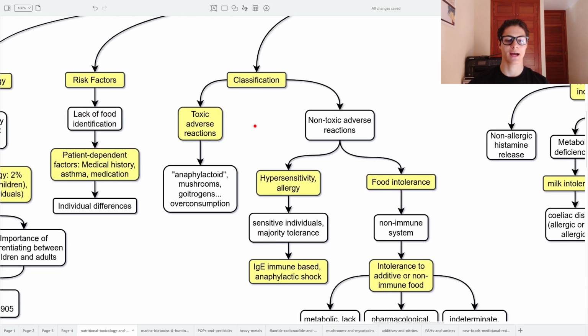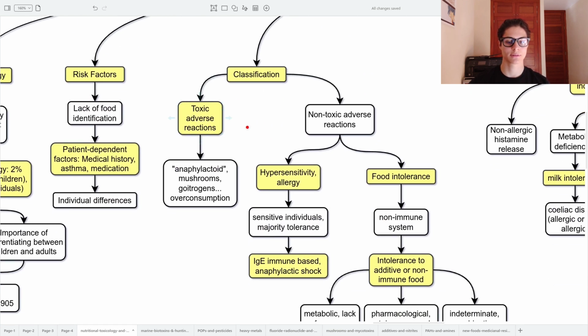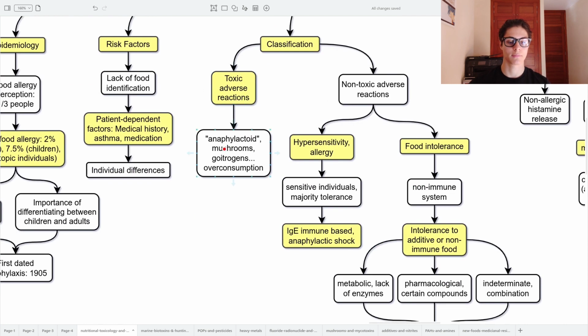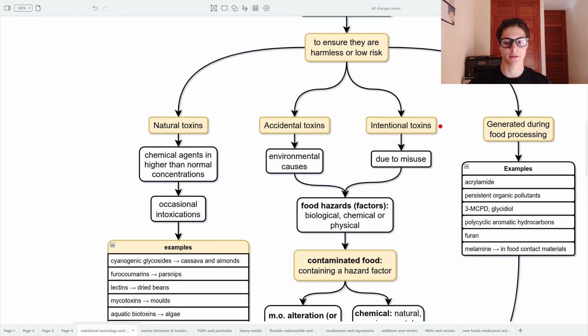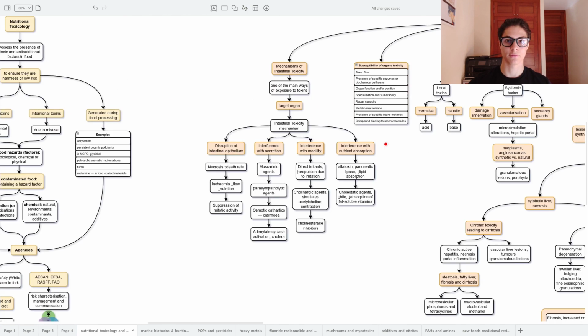The classification, we have toxic adverse reactions and non-toxic adverse reactions. The toxic ones are anaphylactoid type. They do not cause anaphylaxis, but they have a similar symptomatology. This is due to mushrooms, for example, and we have a video talking about that, goitrogens, and the overconsumption of some toxins, such as one of these: natural, accidental, intentional, or generated by food processing.